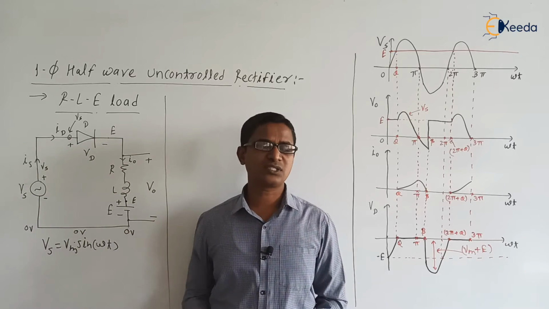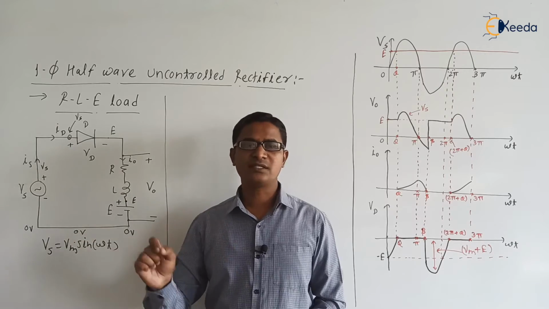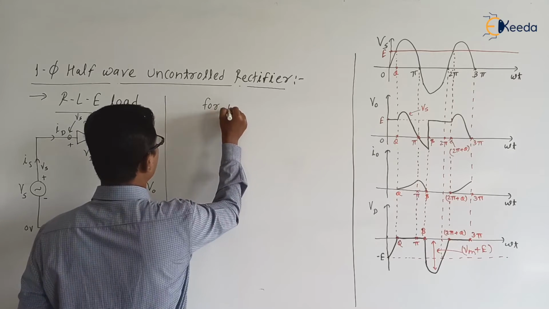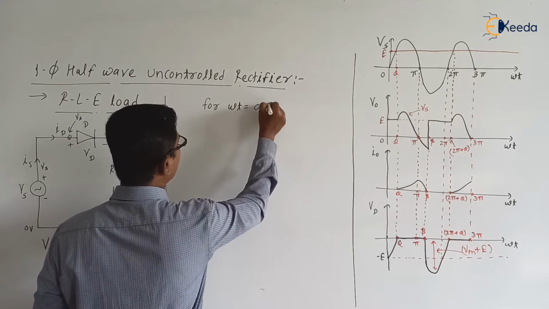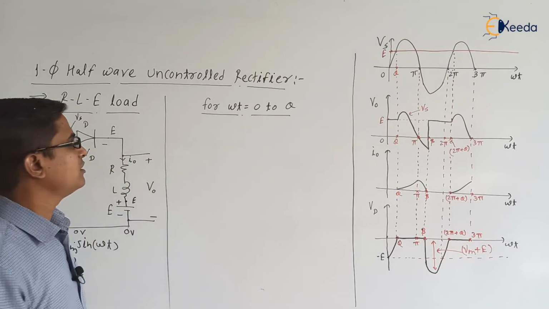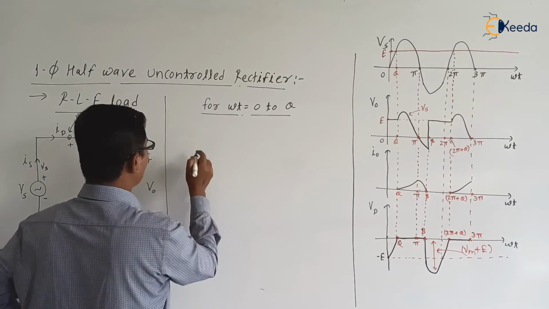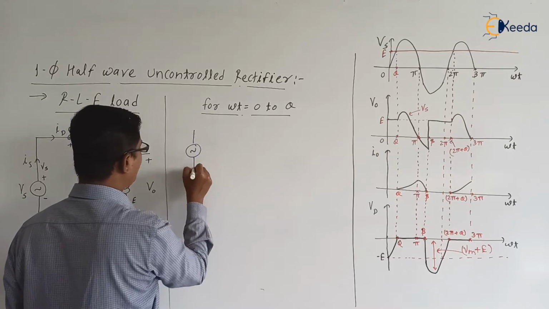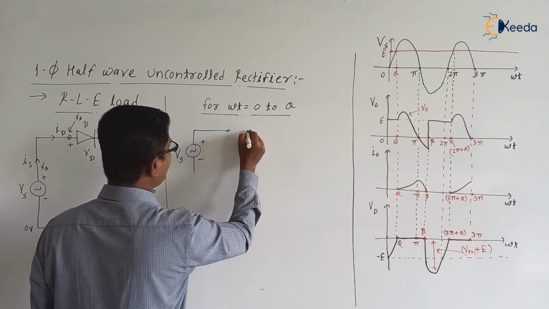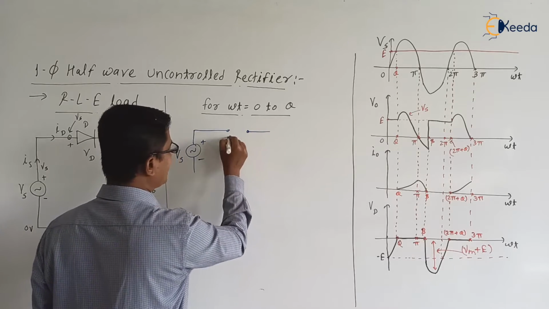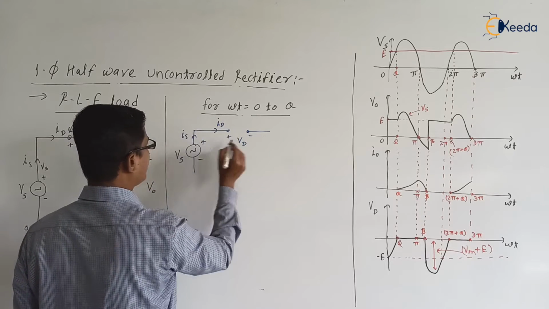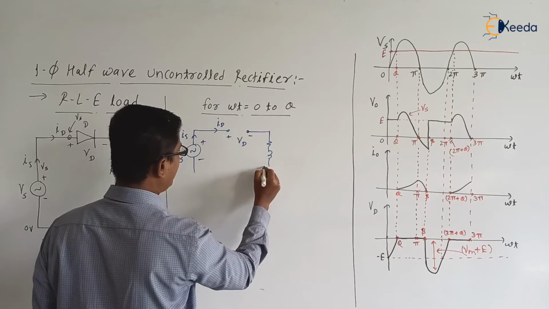Now we are going to discuss the intervals one by one and the circuit operation. Let us discuss omega t equal to 0 to theta. For omega t equal to 0 to theta, Vs is positive. This is a positive Vs. Next, as Vs is less than E, the diode will be in the reverse bias mode. This is Vd, this is Id, this is Is. And here we have R, L and E.